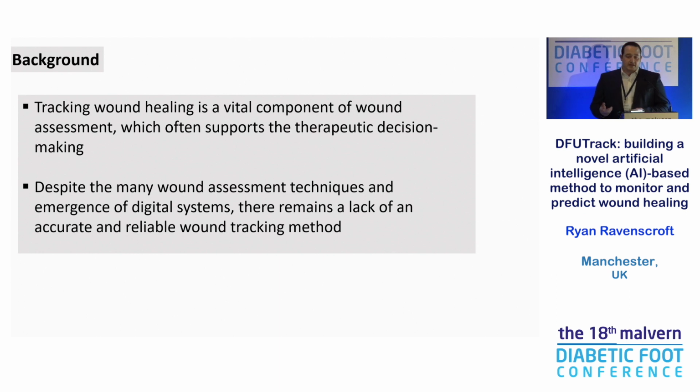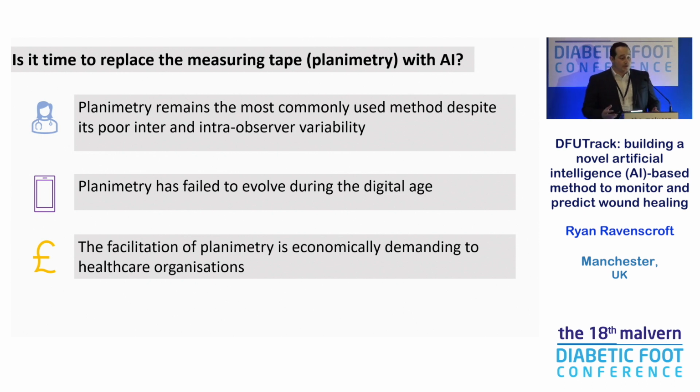The most commonly used method in the UK and the USA to track wound healing is planimetry. But there's a fundamental shortfall with this technique, which is its inability to produce repeatable results between clinicians. And this is particularly important for diabetic foot ulcers because they're often assessed in multidisciplinary teams by a variety of clinicians. So I think it's important we address this shortfall. Leads me to ask you a question. Is it time that we replace the measuring tape with artificial intelligence?